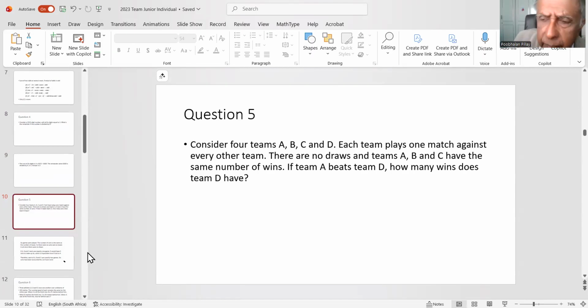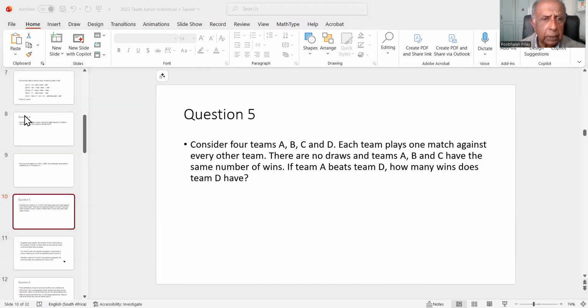So let's go to the next question. Consider 4 teams, A, B, C, D. Each plays 1 match against every other team. There are no draws, and the teams A, B, and C have the same number of wins. If team A beats team D, how many wins does team D have? Now, it looks very complicated, but let's just try to draw a diagram.